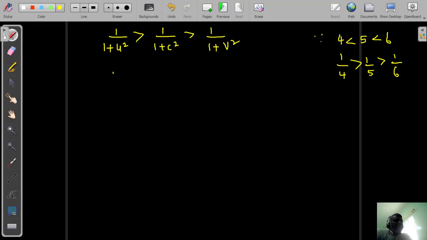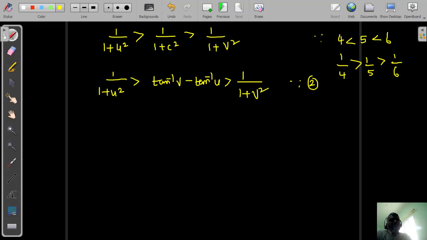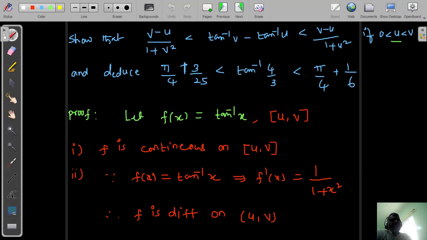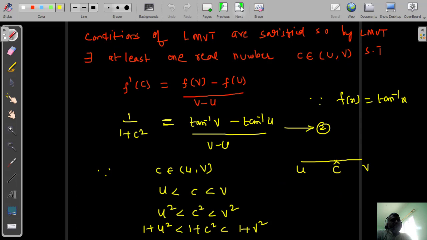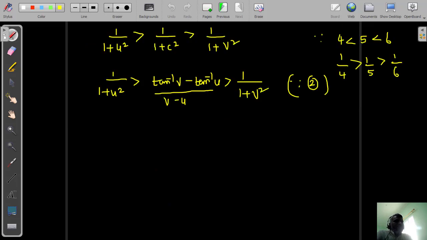The next step is, so 1 by 1 plus u square, and I can replace 1 by 1 plus c square from equation 2, that is tan inverse v minus tan inverse u divided by v minus u, again more than 1 by 1 plus v square, using equation number 2. Now I want the result here as only tan inverse v minus tan inverse u, so I have to remove the denominator in the next step. How to remove it? Multiply by v minus u.